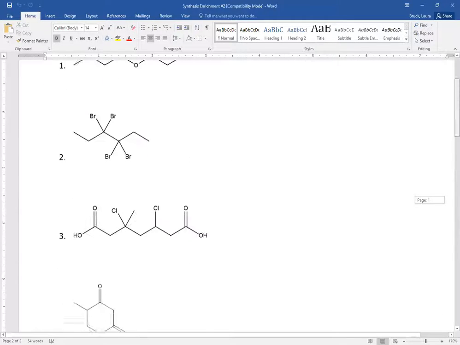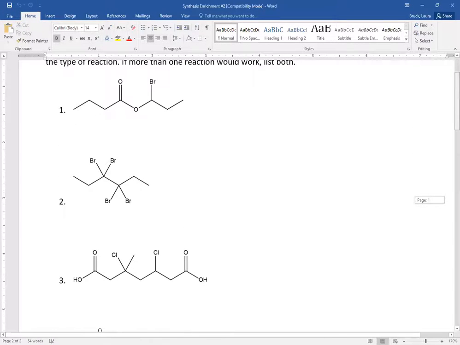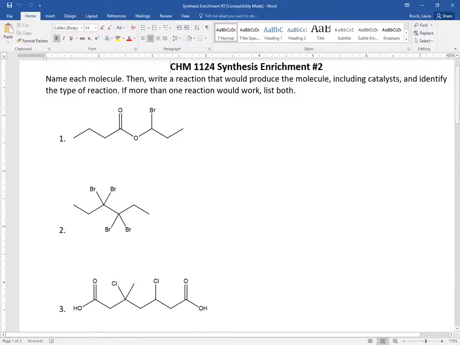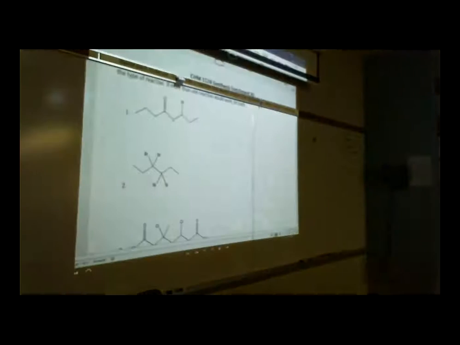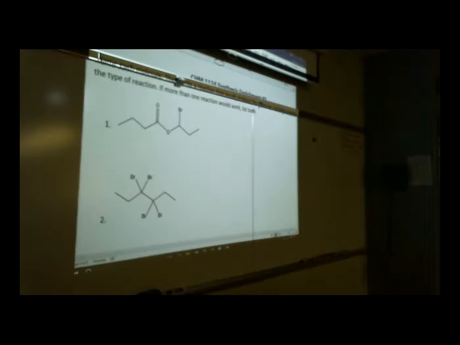Now again, the goal here is these are the desired molecules. This is the molecule I want. So you give me the name of this molecule, and then also tell me what kind of reaction would produce it, and write a reaction for that. So now we're going to go over these problems here on campus and see what we came up with.